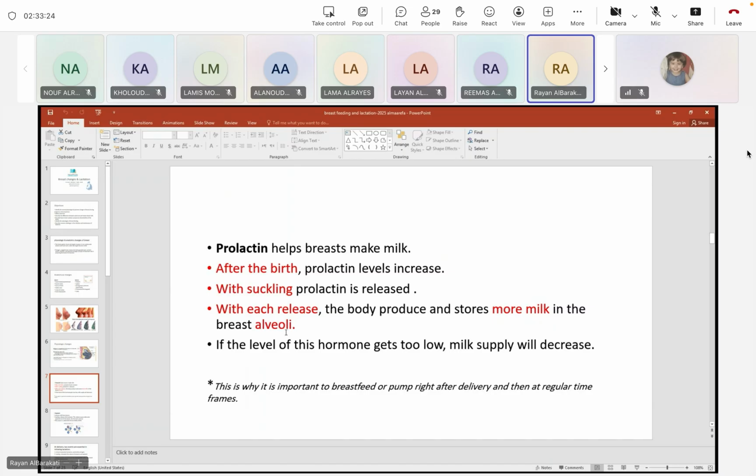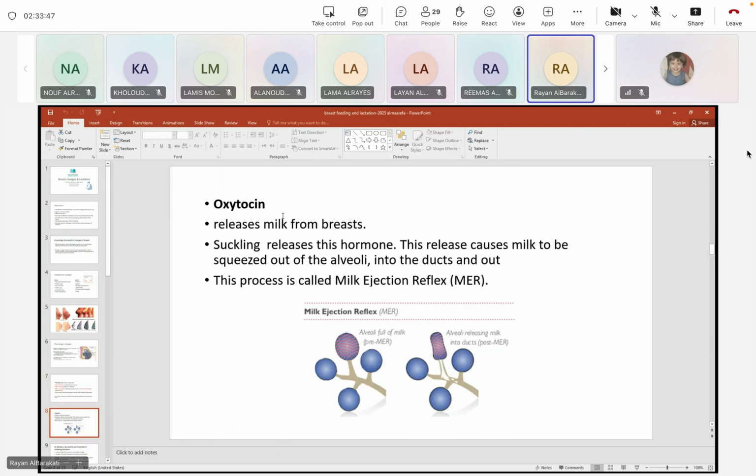However, with each release, the body will produce and store more milk. Oxytocin and prolactin are produced in a pulsatile fashion, not like progesterone and estrogen. We can see here the oxytocin and the milk ejection reflex, which is produced by suckling, and this will increase the production of the milk.